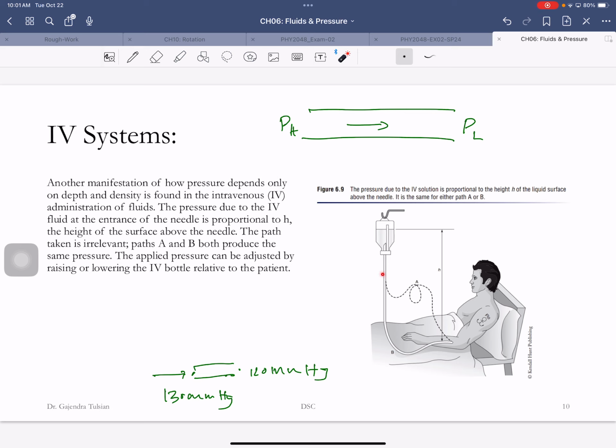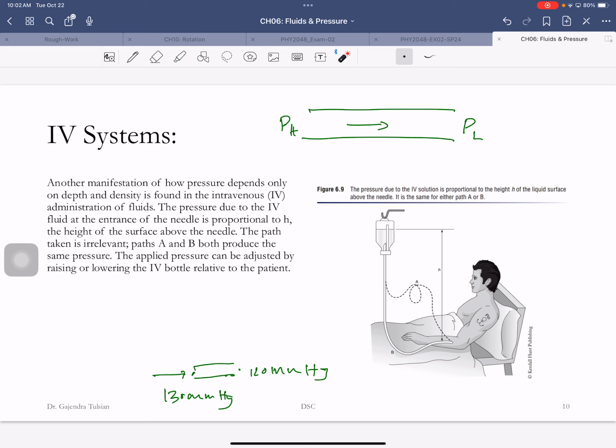The shape doesn't matter, only this height matters. Paths A and B both produce the same pressure. The applied pressure can be adjusted by raising or lowering the IV bottle. So this pressure can be adjusted by raising or lowering the bottle. What happens if it's too high?